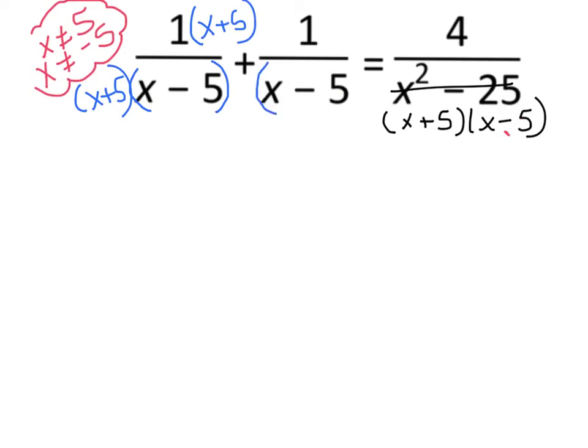Now looking at the second one, that denominator already has x minus 5. It needs x plus 5 as well. And same thing to the top. And then looking at the last one, well, this denominator is x plus 5, x minus 5. That one's x plus 5, x minus 5. That one's x plus 5, x minus 5. Does this one need anything? No, it does not. So we're good to go on that one. Let's see what we got here.